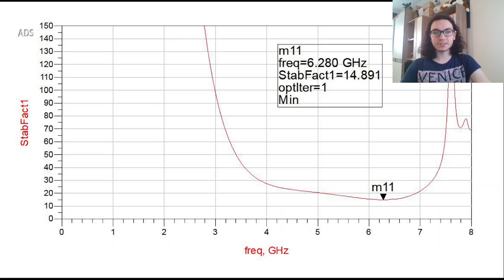And this is our second results. After changing the components, stability factor increased significantly. It is unconditionally stable, which is good, but it decreased the gain. I will show you later. And now our stability factor is close to 15.